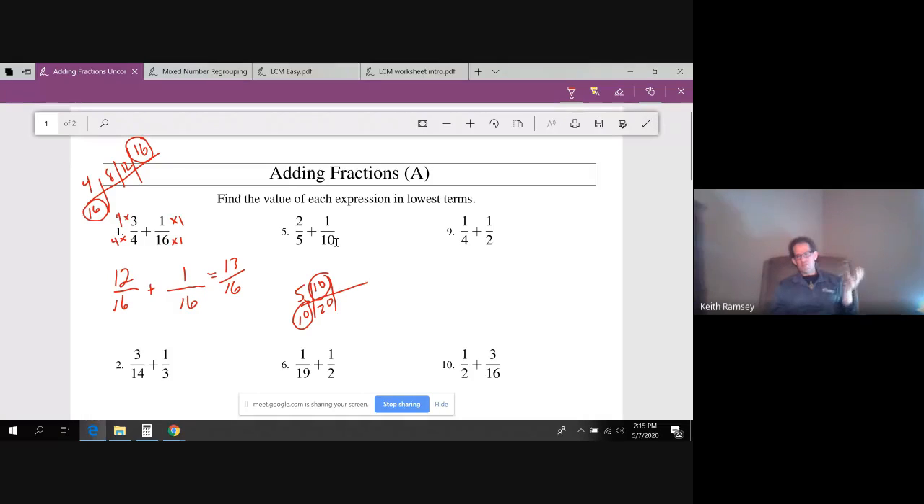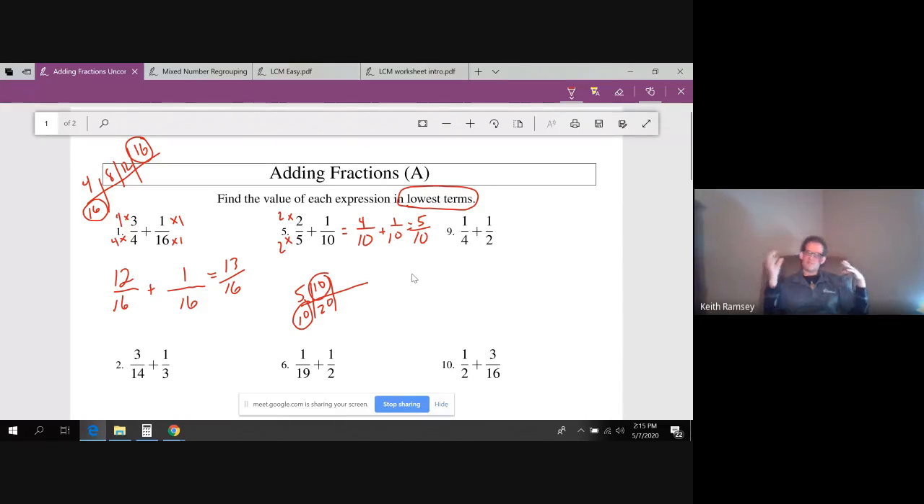Now, if one of your fractions already has a 10, don't change that fraction. Just change the one that doesn't have that. So this is going to change to 2 times 5 is 10. Do the same thing to the numerator so it's equivalent. So 2 times 2 is going to be 4. 2 times 5 is 10. And then just rewrite this fraction, 1 over 10. And then add your numerators. 4 plus 1 is 5. And the denominator stays the same. Now, if you look at your directions, it says write it in lowest terms. This means to simplify it.